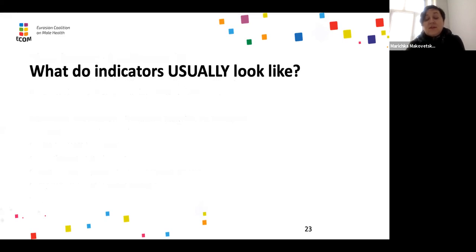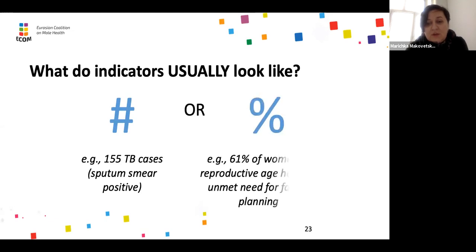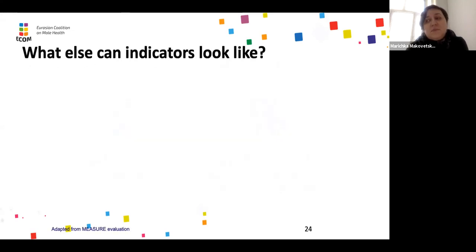Now let's see how indicators usually look. I guess most of you saw two types of indicators. You saw numerative indicators, for example, number of sputum smear positive TB cases, which is real people. Or you may have a percentage indicator, for example, percentage of women of reproductive age having unmet need for family planning programs. But besides that, an indicator may have a different look, and I will demonstrate some other types of indicators that may be interesting for you also.